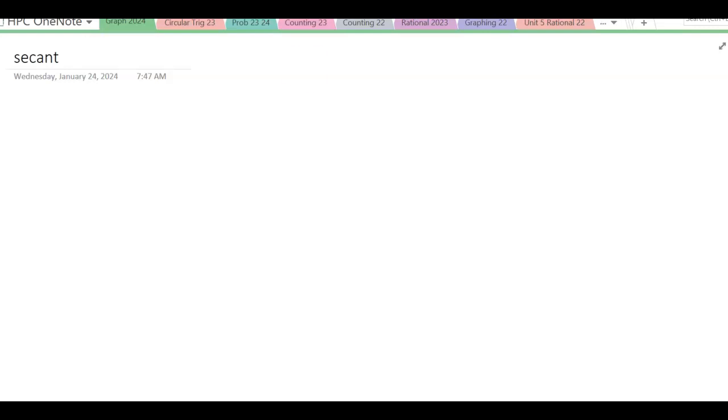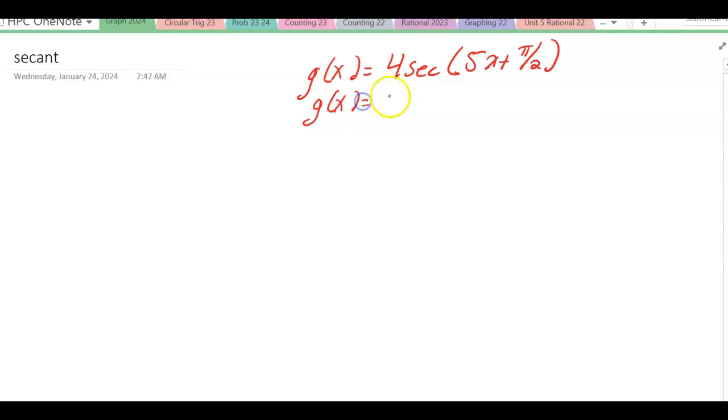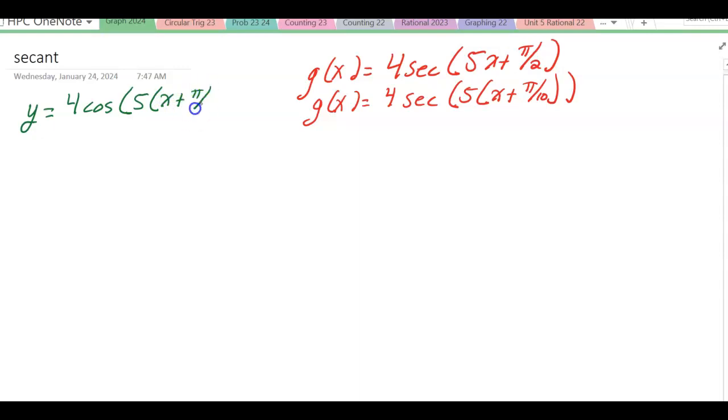Hello, honors pre-calculus students. Today's learning target is to graph this function g, which is 4 secant 5x plus pi over 2. So the first thing I'm going to do is factor out the 5. So it'll be 5 times x plus pi over 10. And remember, the secant and cosine are reciprocals, so I'm going to consider this graph 4 cosine 5 times x plus pi over 10. And I'm going to graph that green function.